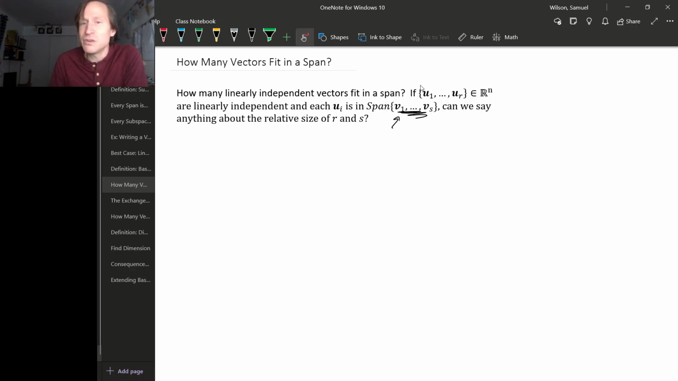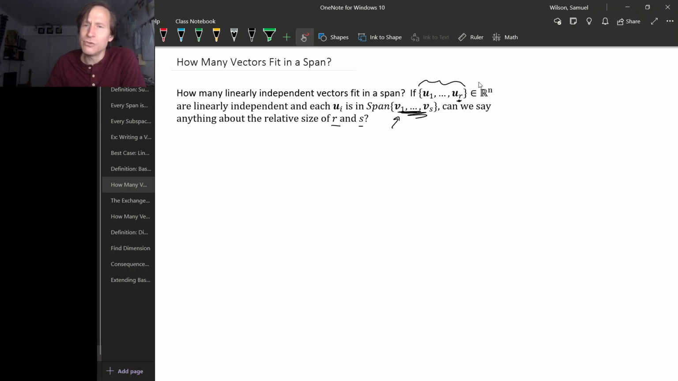So let's suppose that we have a linearly independent collection of vectors, which we'll call u's, and each one of these u's is inside the span of the v's, and all the u's are linearly independent. So what we're going to ask is just how many vectors can there be in this collection of linearly independent vectors? So really what we're asking is, what are the relative sizes of R and S? Well, to get a handle on this, let's just write down everything that we know.